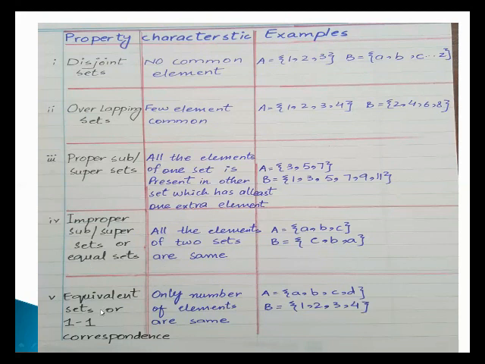Then equivalent sets, or one-to-one correspondence. Equivalent sets are those in which only the number of elements is the same. We only observe the number; if the numbers are the same, we say they are equivalent. It doesn't matter what type of elements we have. Look at an example in which sets A and B are given. Set A has elements A, B, C, D and B has 1, 2, 3, 4.